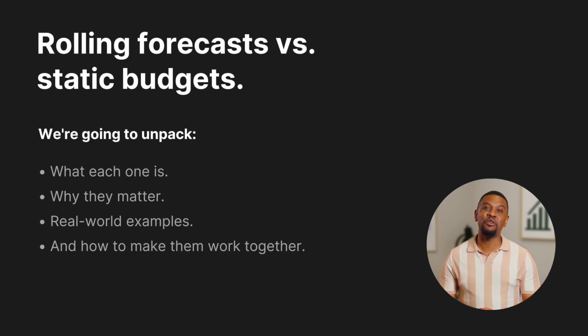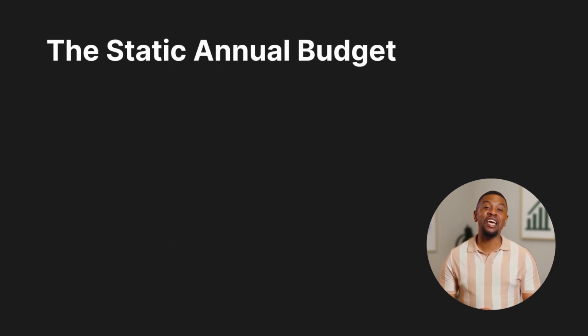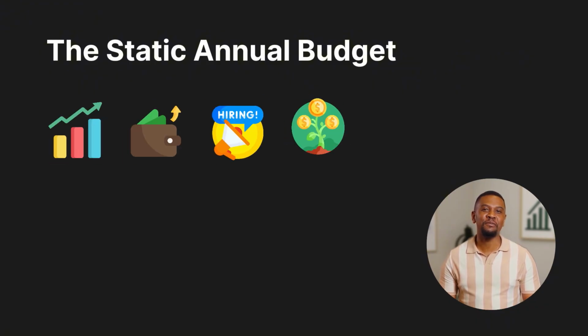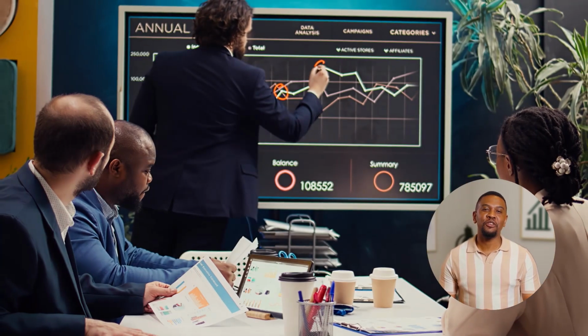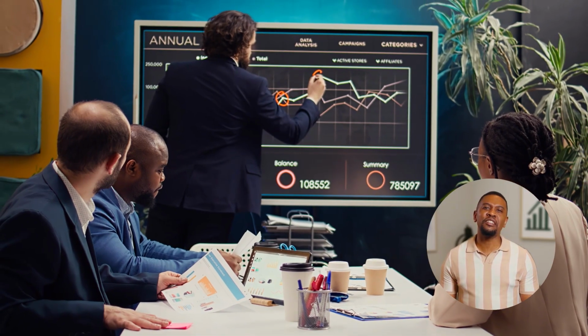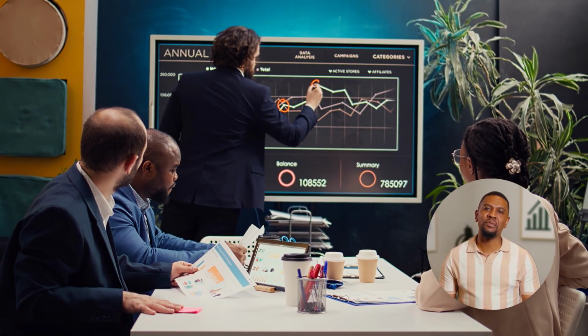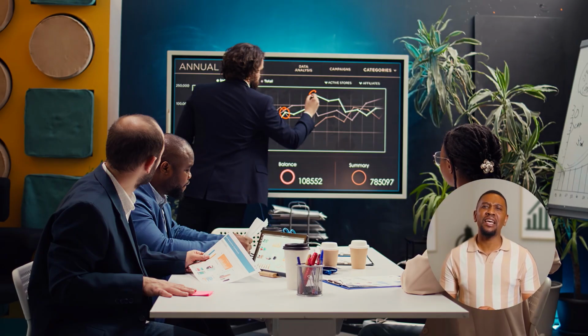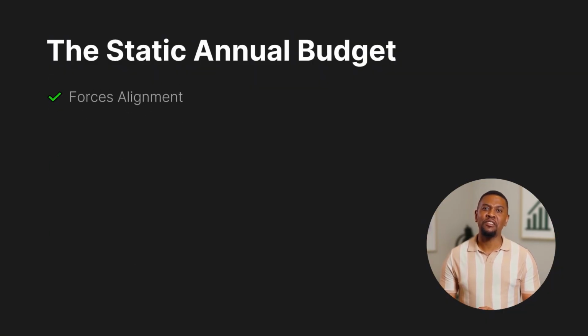Let's start with what most businesses already know: the static annual budget. This is the traditional approach. You build a detailed plan at the start of the fiscal year, projecting revenue, expenses, hiring, and investments, and you lock it in. You use it to get board approval, set departmental targets, define spending limits, and measure performance. And there's real value in that. It forces alignment, encourages discipline, and supports planning.